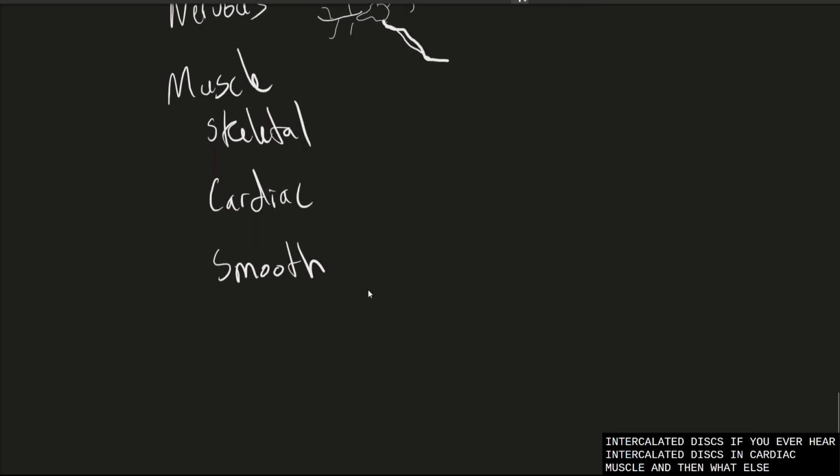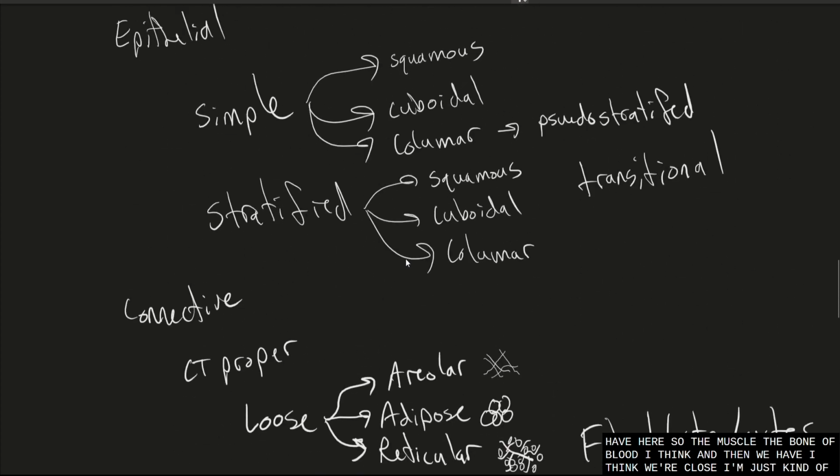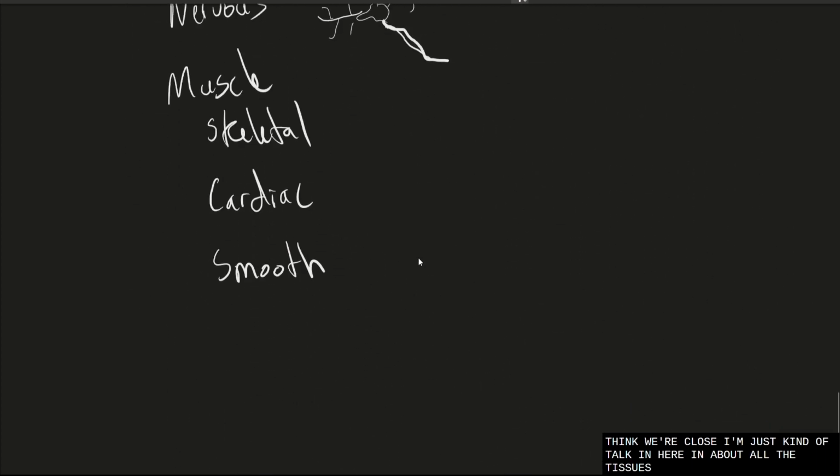And then what else do we have here? So the muscle, the bone, the blood, I think, and then we have, I think we're close. I think I'm just kind of talking here about all the tissues. I think we're close to getting them all.